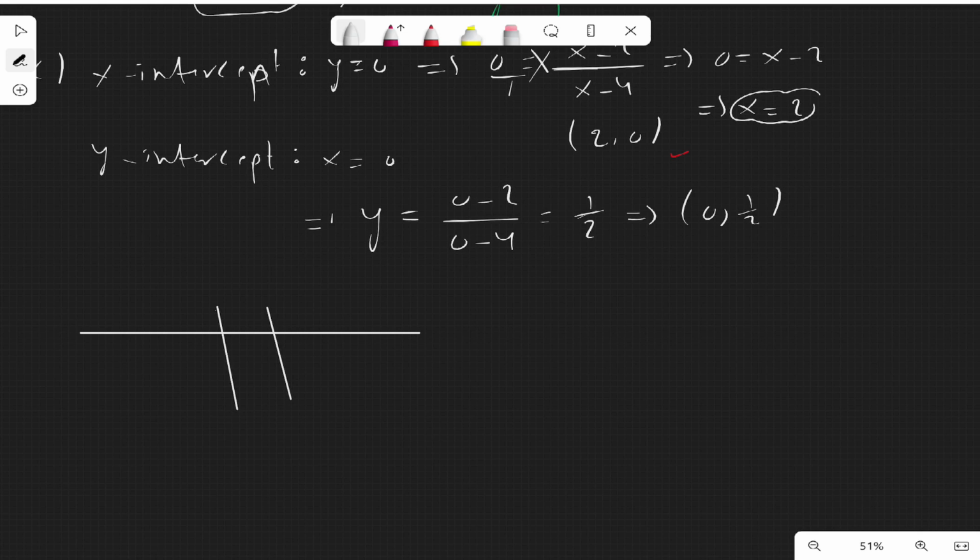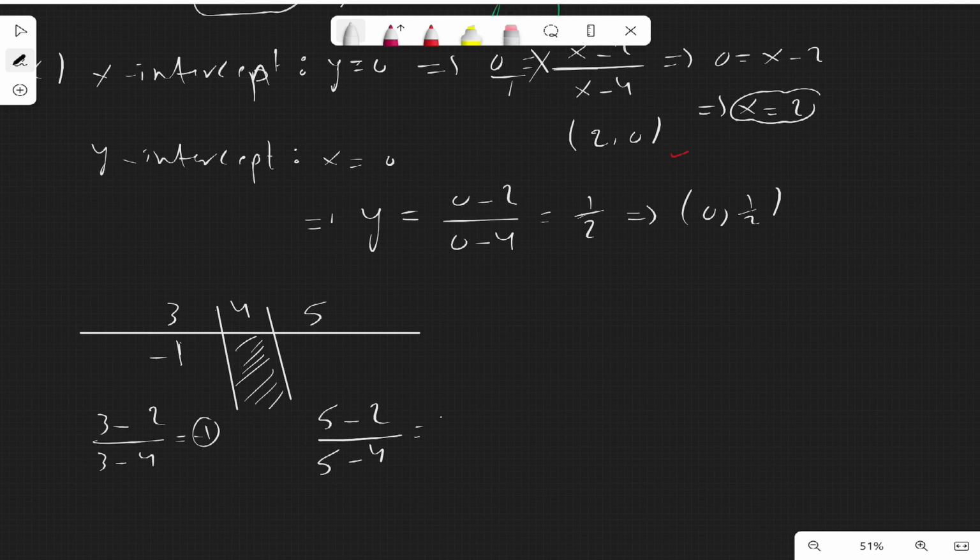The vertical asymptote in the middle, x equal 4, we found it earlier. 1 point less, 1 point more. Let's do calculations to find y equal, replace 3 minus 2 divided by 3 minus 4, which is -1. Replace x equal 5. 5 minus 2 divided by 5 minus 4. 3 divided by 1, which is 3.